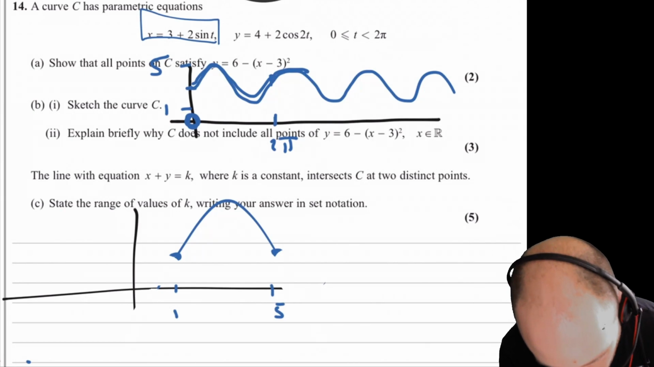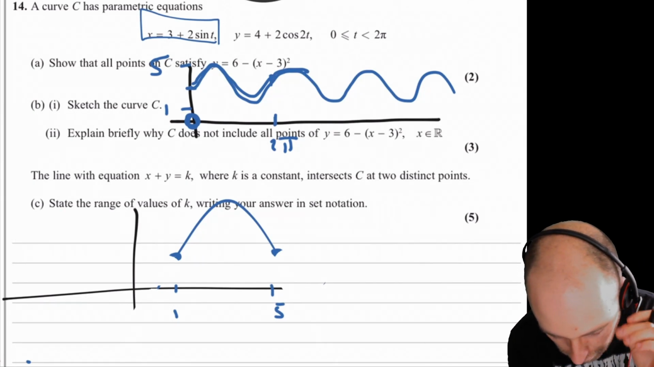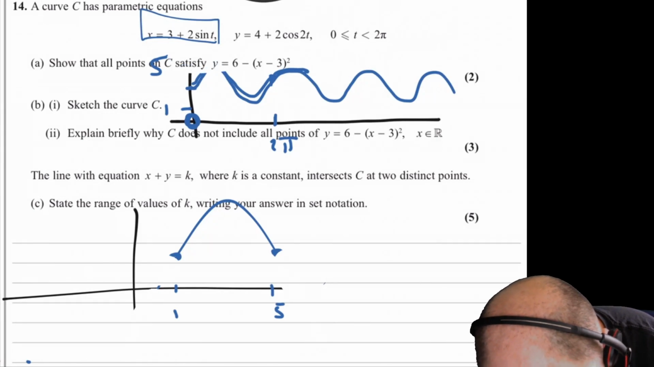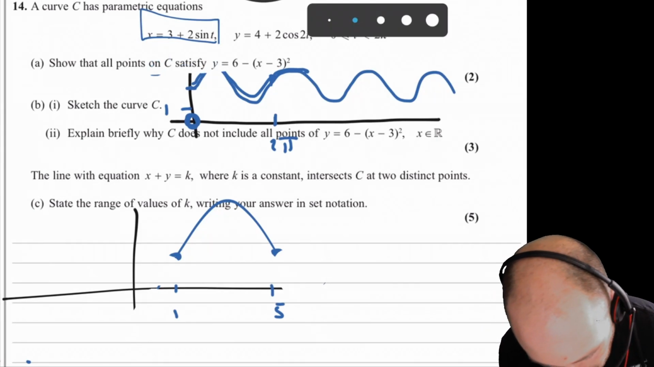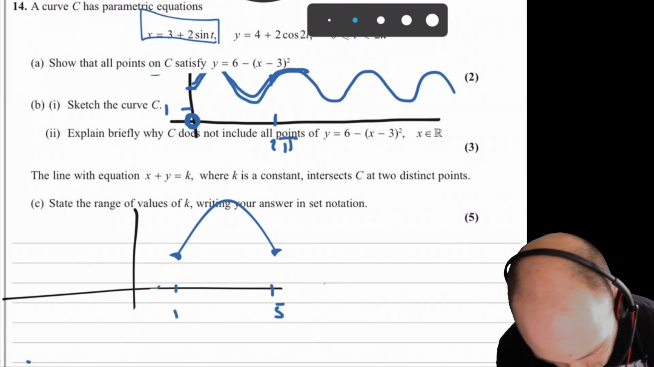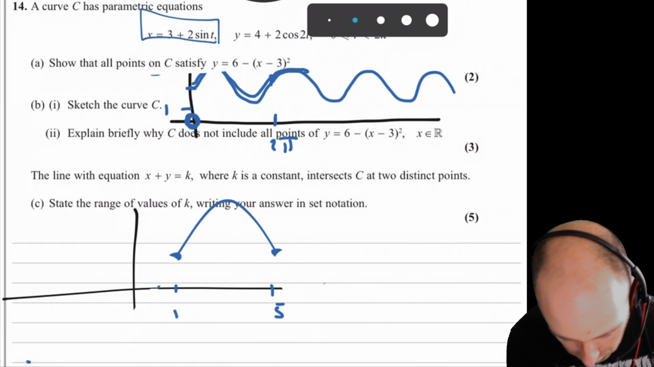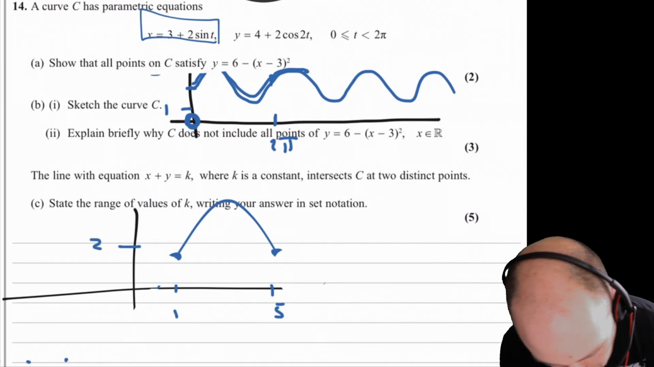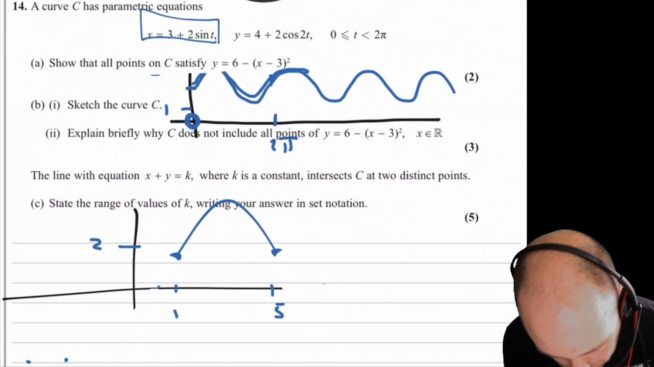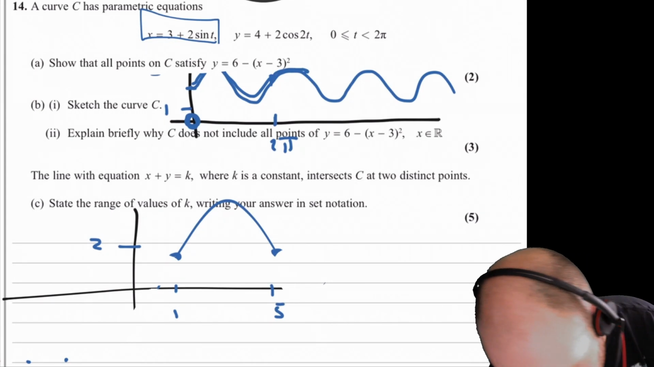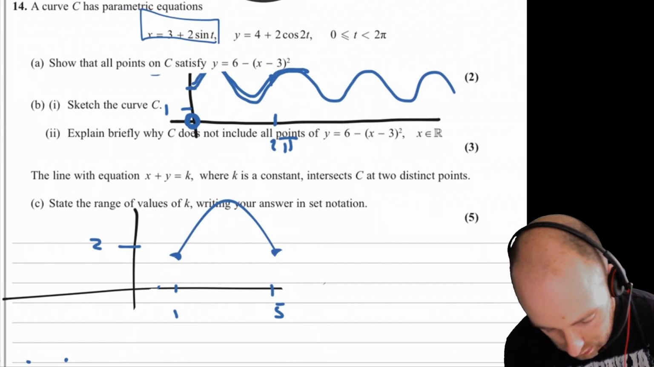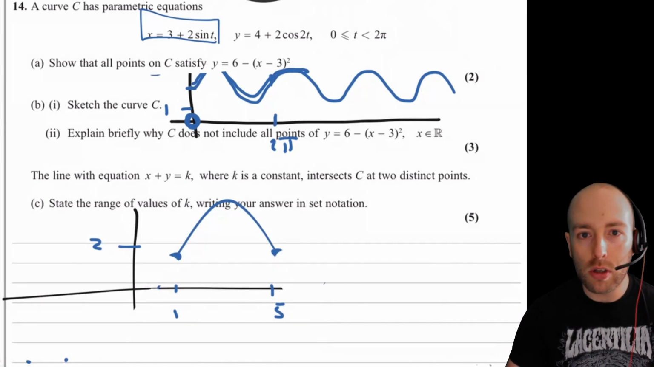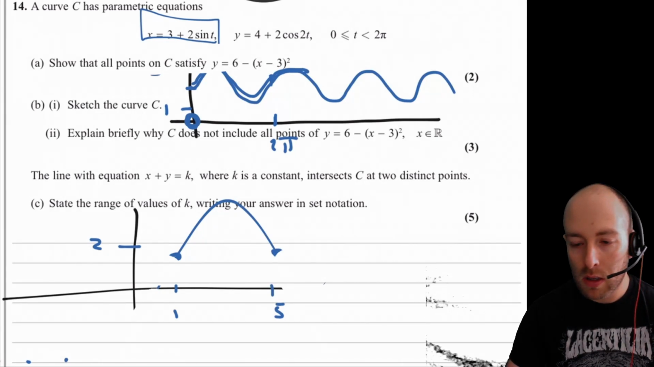And we need to work out what these y values are. So we can put those into the y equation we just came up with, y equals 6 take (x minus 3) squared. Well, 5 minus 3 squared is 2 squared, so that's going to be 5, 2 on the y. And the other point, 1 take 3 is -2, -2 squared is 4, 6 take 4 is 2. So here we get 1, 2, and 5, 2. So that's what your sketch should look like for this one.